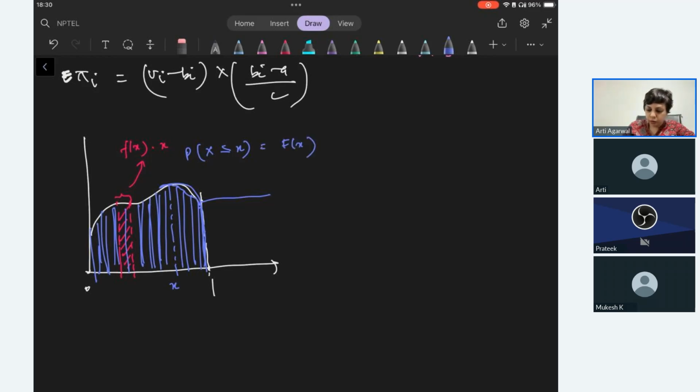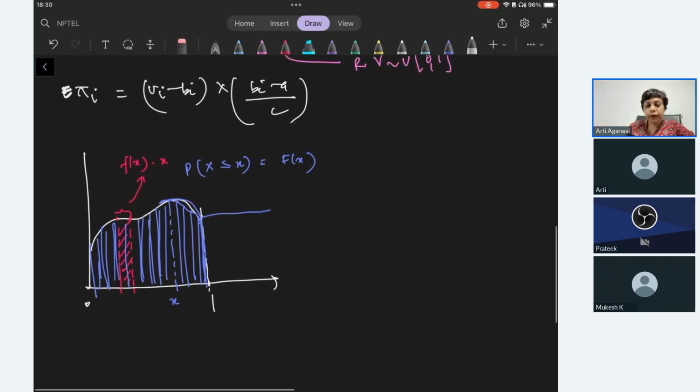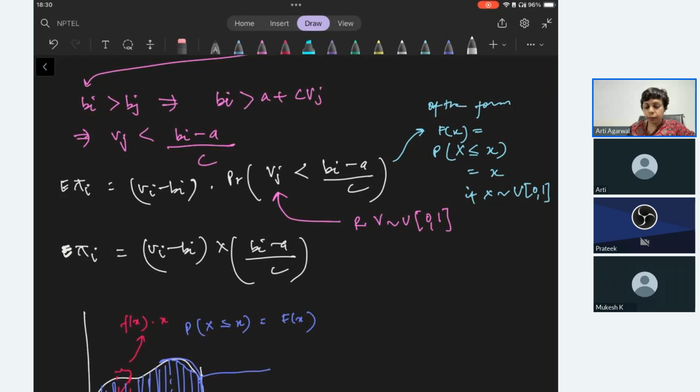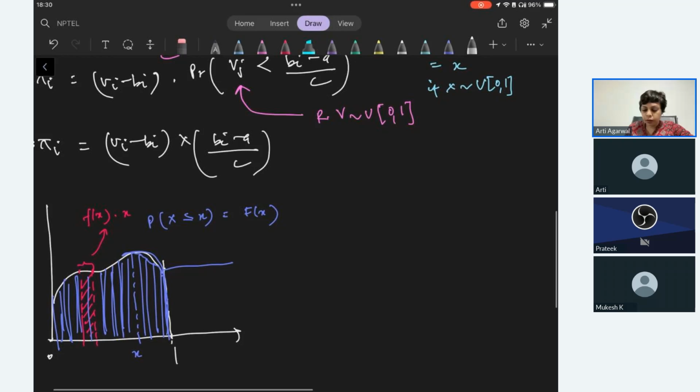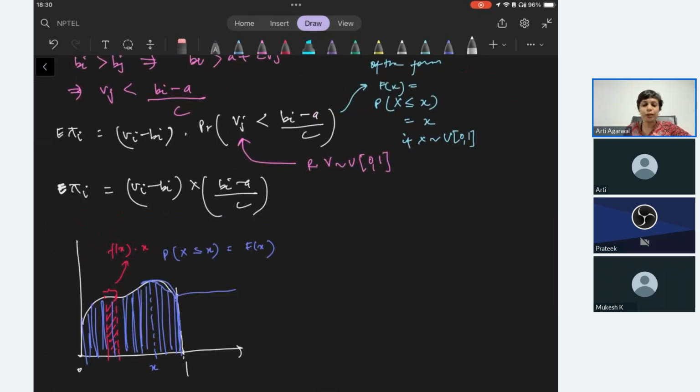So this is why I was trying to explain that this expression here, probability Vj less than or equal to, or just less than, Bi minus A by C, is the CDF. And if this is confusing, you don't actually need to use the CDF. It's just a thing you will find in many books, so I thought I'd explain it. Otherwise, if you want to take the long form, you can also do it like this.